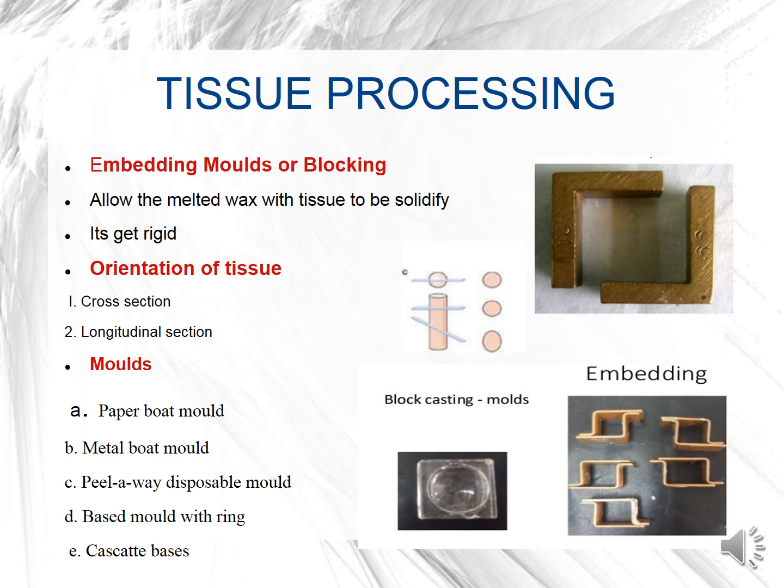Now these are the molds. You can take them in L shape or square or rectangular, depending upon the type of tissue, or whichever is available. Allow the melting wax with the tissue to solidify. Here we are solidifying the wax after keeping the tissue in all the layers, W1, W2, W3 and W4. So after wax 4, we have to make blocks with the help of these molds.